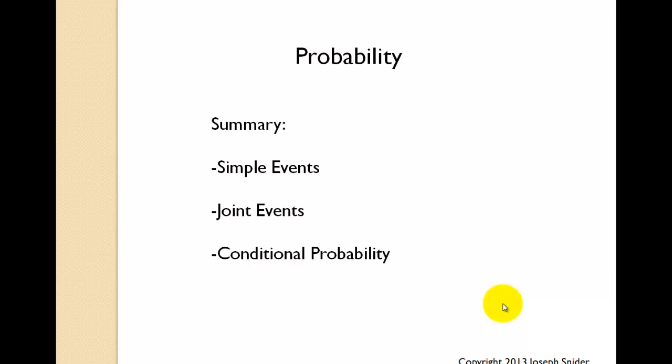So in summary, we've gone over simple events in terms of Venn diagrams. We've gone over joint events in terms of contingency tables, and also then we've gone over conditional probability in terms of summary tables and decision trees.